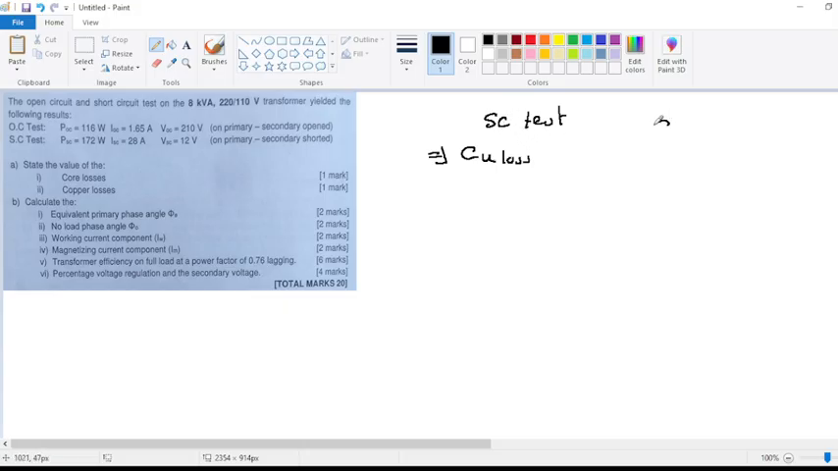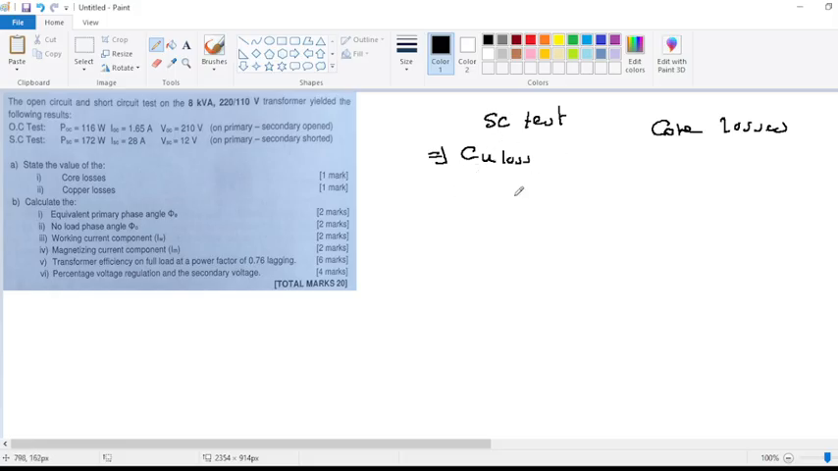The core losses, which are the iron losses, you won't find them when you are performing the short circuit test. The main reason is because they are very small, whereby you cannot even notice them. So in the short circuit test, you want to concentrate on the copper loss, and you're going to find the equivalent resistance, the equivalent impedance, and the leakage reactances. Those are what you're going to find.